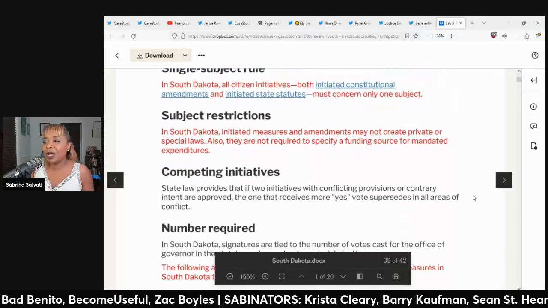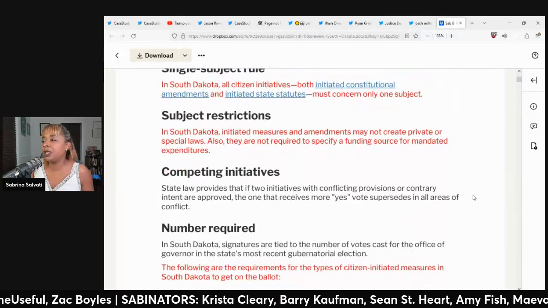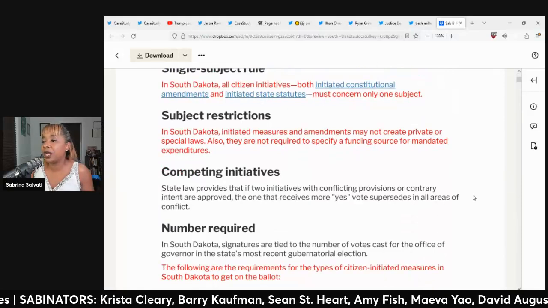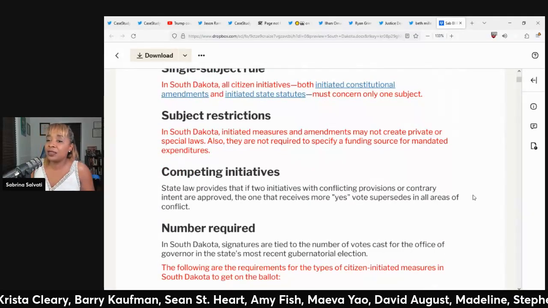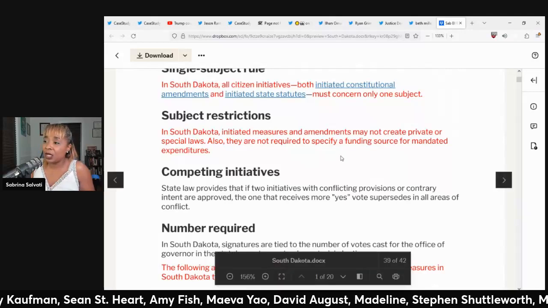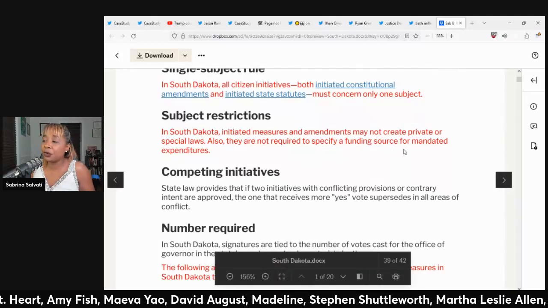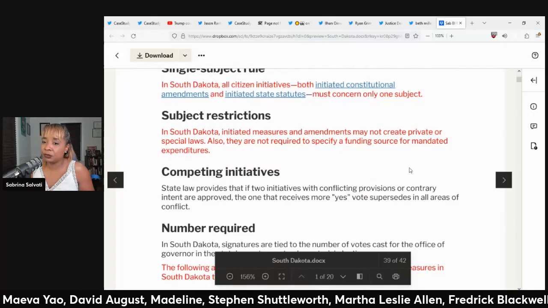Subject restrictions in South Dakota: initiated measures and amendments may not create private or special laws. Also, they are not required to specify a funding source for mandated expenditures.